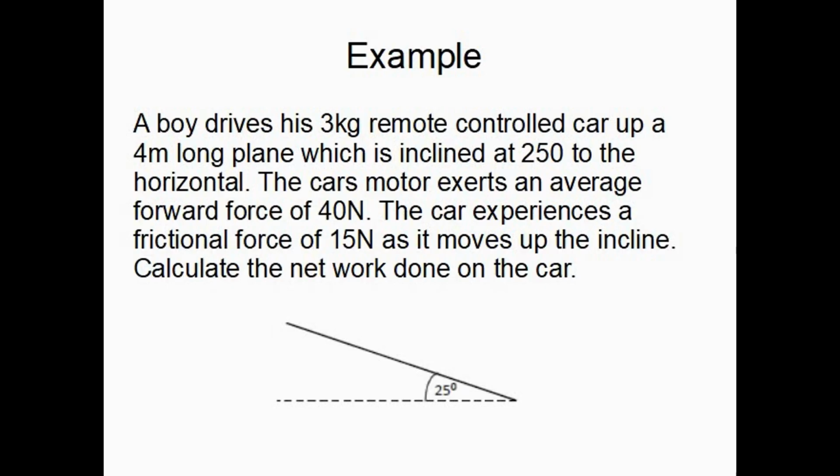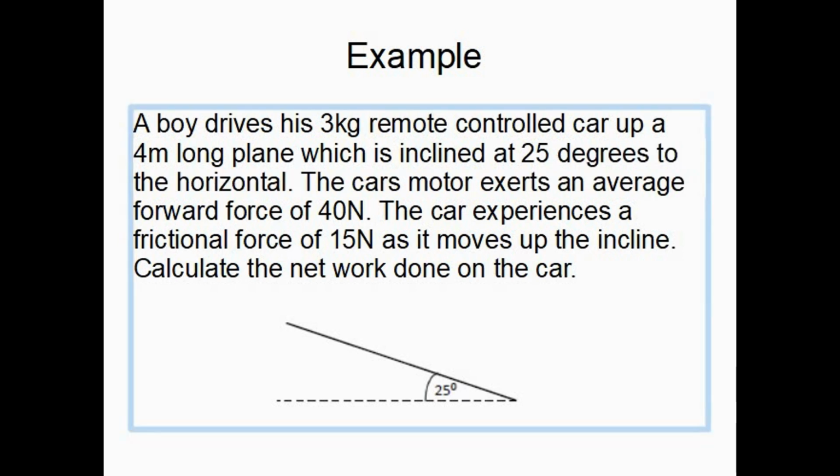Right, moving on. Let's have a look at an example. A boy drives his 3-kilogram remote-controlled car up a 4-meter-long plane, which is inclined at 25 degrees to the horizontal. The car's motor exerts an average forward force of 40 newtons, and the car experiences a frictional force of 50 newtons as it moves up the incline. Calculate the net work done on the car.